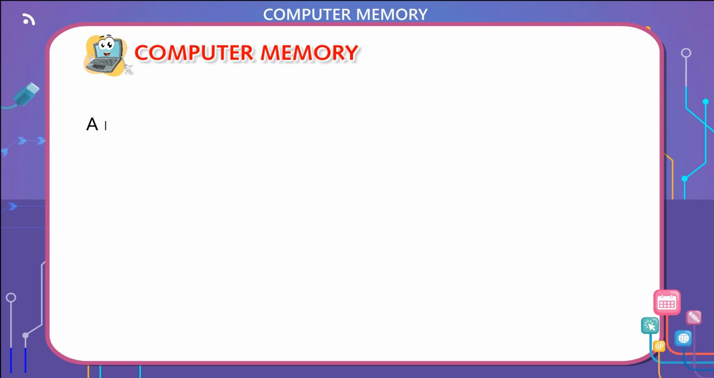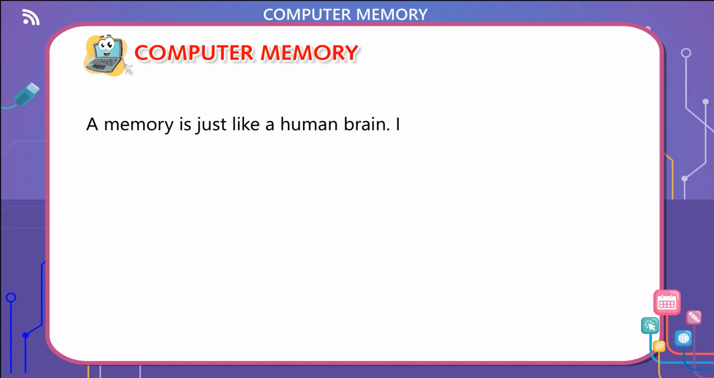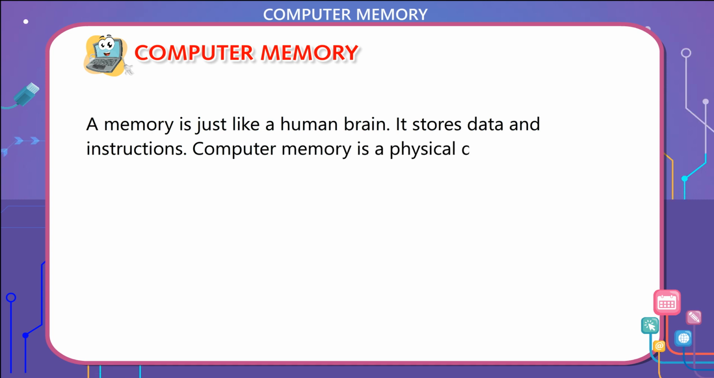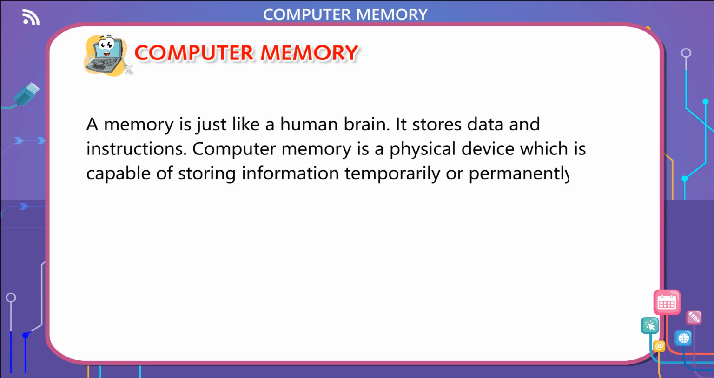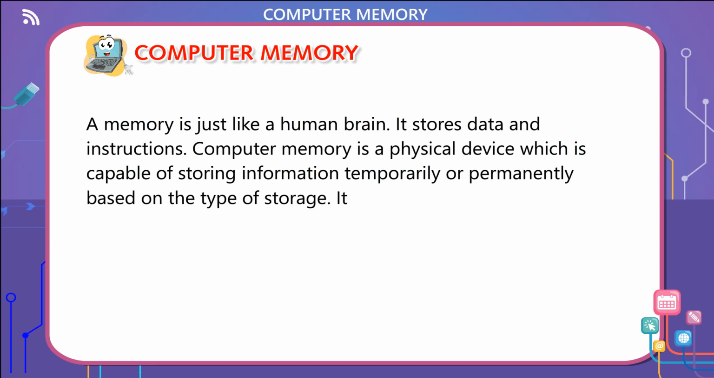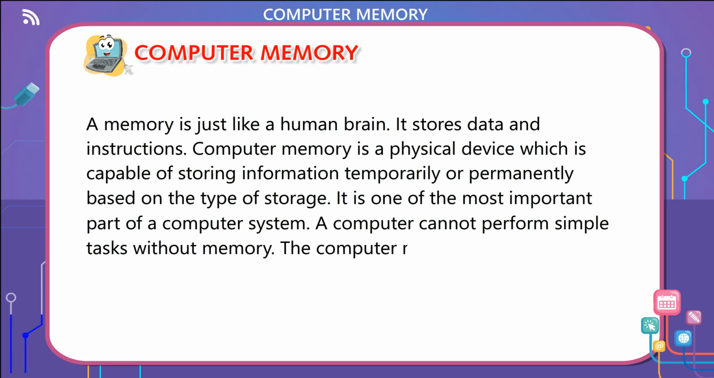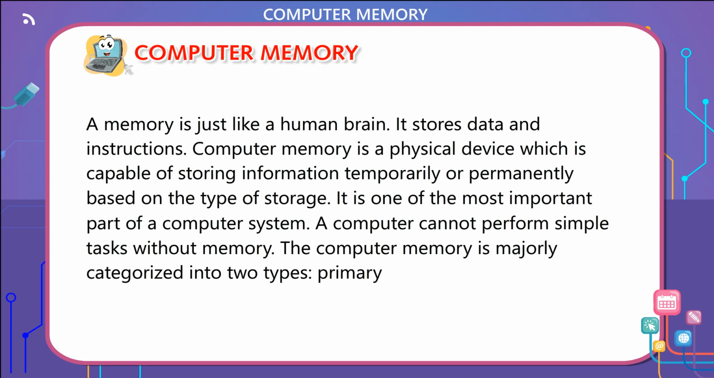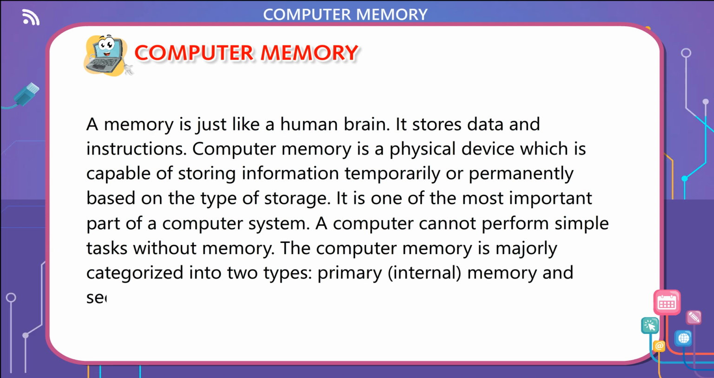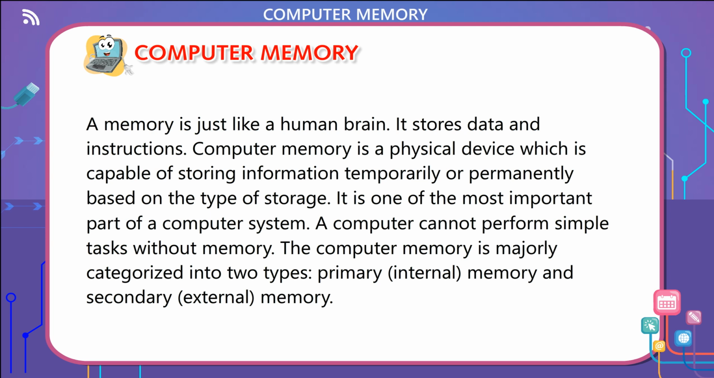Computer memory. A memory is just like a human brain. It stores data and instructions. Computer memory is a physical device which is capable of storing information temporarily or permanently based on the type of storage. It is one of the most important parts of a computer system. A computer cannot perform simple tasks without memory. The computer memory is majorly characterized into 2 types: primary, internal memory, and secondary, external memory.